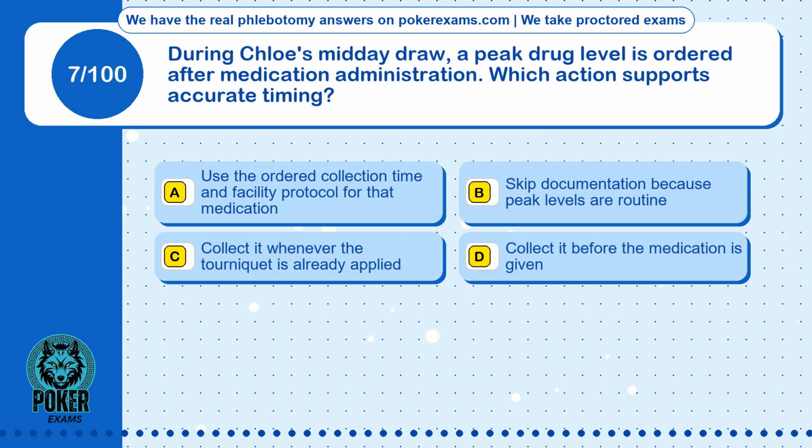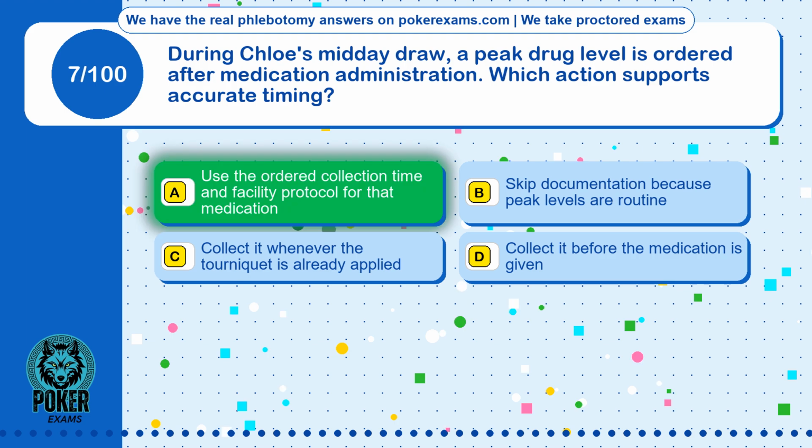Question 7. During Chloe's midday draw, a peak drug level is ordered after medication administration. Which action supports accurate timing? Option A. Use the ordered collection time and facility protocol for that medication. Option B. Skip documentation because peak levels are routine. Option C. Collect it whenever the tourniquet is already applied. Option D. Collect it before the medication is given.